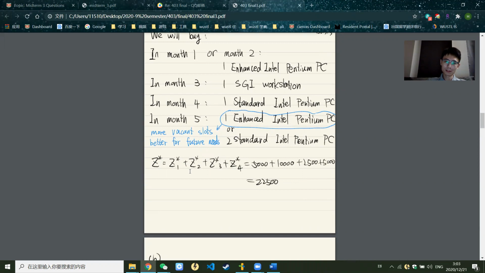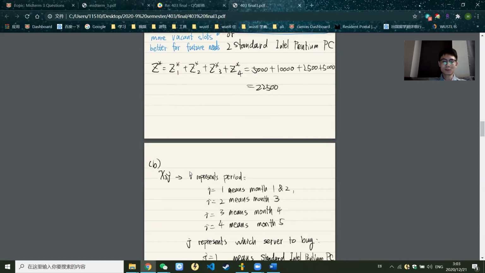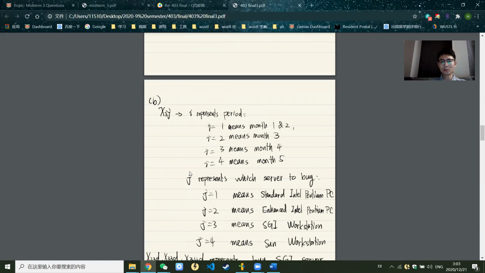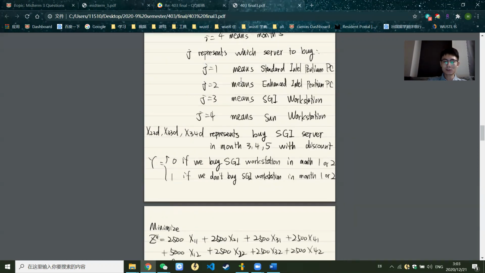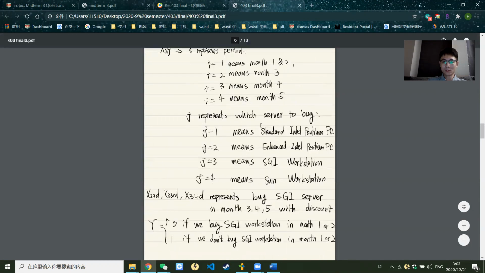Let's move on to problem B. In problem B, it asks us to consider the whole 5 months rather than on a month-to-month basis. So I have Xij for each period and each kind of server. I represents months and J represents servers. X23D, X33D, X34D represent the SGI server.